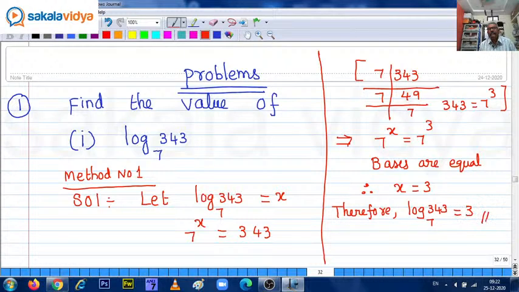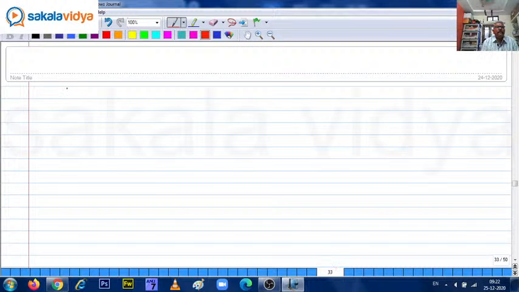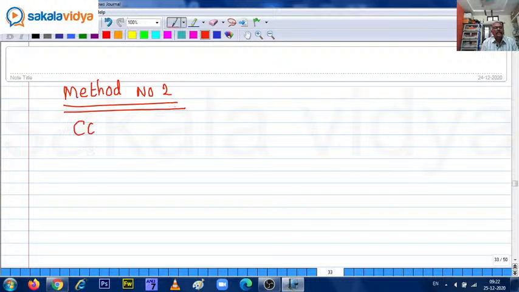So it is a very simple concept. To which power is 7 to be raised to get 343? 7 is to be raised to 3. 7 cube is 343. So its answer is 3. This is one method. Now, second method, method number 2. So now consider log 343 to the base 7. So once again, the rough part.